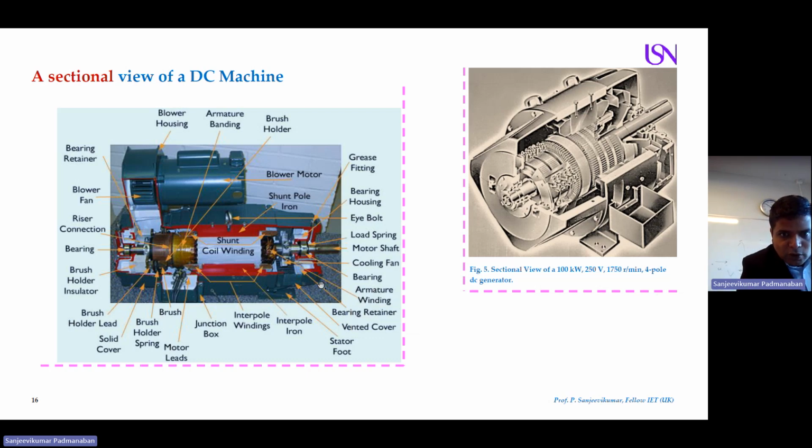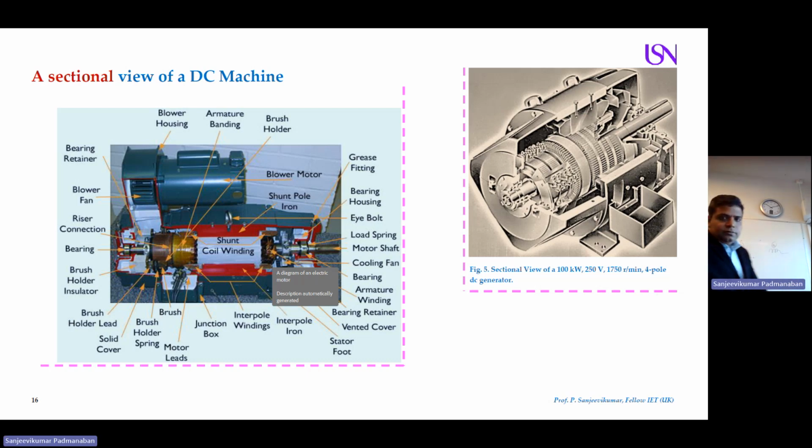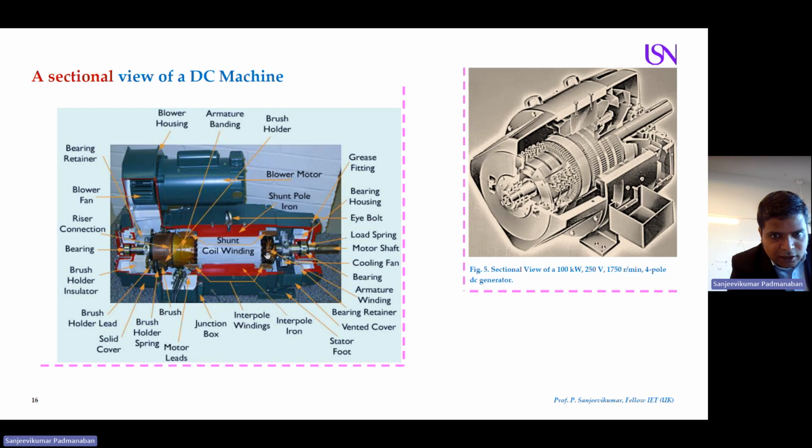Then this is the armature winding. You can have a look. I showed you the armature winding in the machine, this part inside. This is the rotating conductor. Then we have the bearing retainer. These bearing retainers are used for the protection of your armature winding. And vented covers. This is the outside cover of your machine.